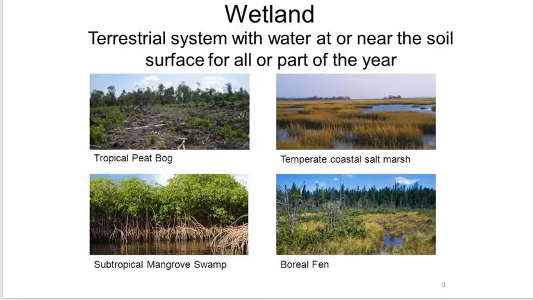Next, here are some pictures of terrestrial wetlands which are saturated by surface water or groundwater. Here is tropical peat bog wetland. Here is temperate coastal salt marsh. Here is subtropical mangrove swamp. There is boreal fen.